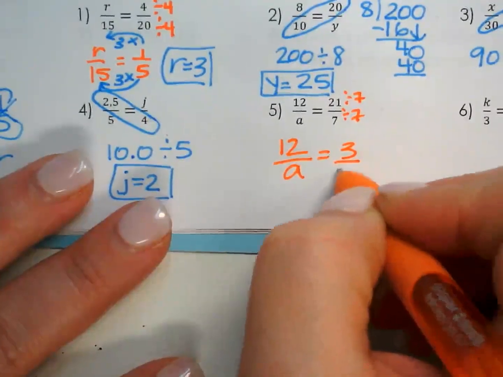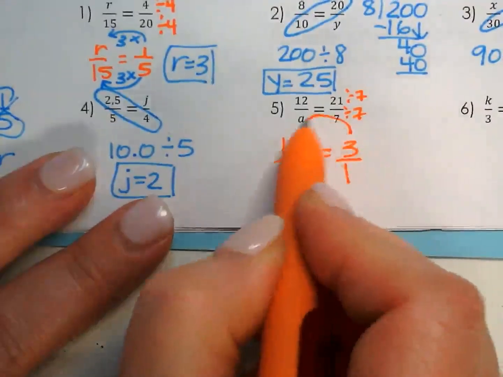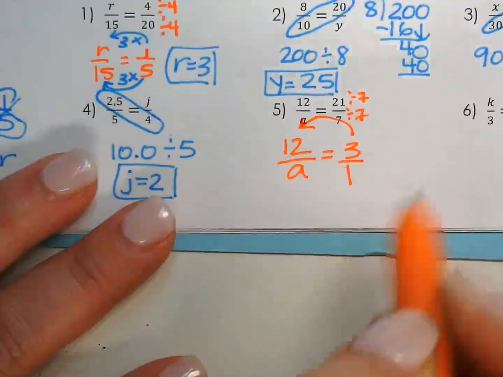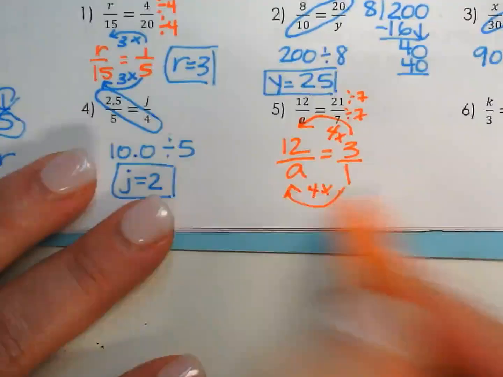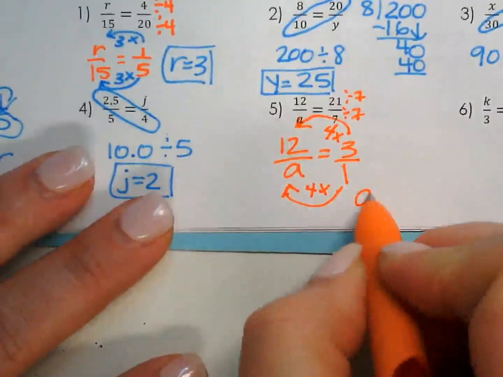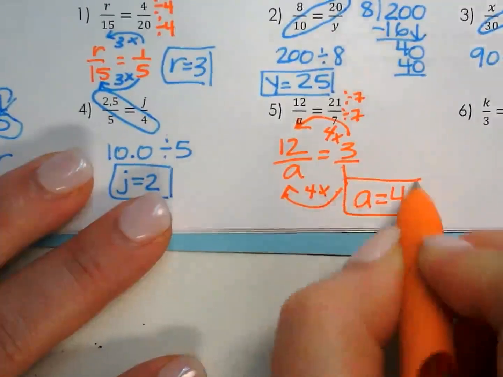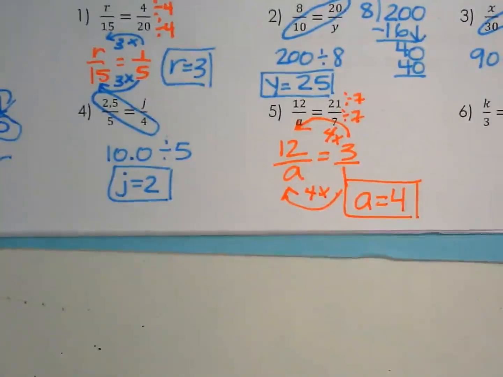Now, how did I get from 3 to 12? Times 4. Whatever I do on top, I do on the bottom. 4. Okay. And so A equals 4. Any questions on that now? Are we getting the pattern here?